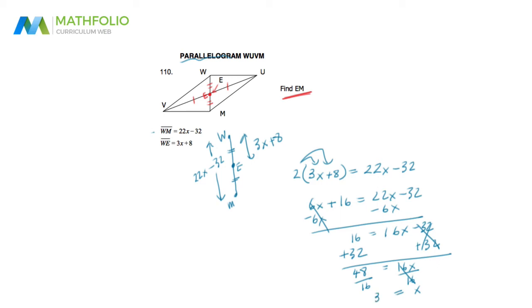Now, again, that's not my final answer. That's almost there. We have x equals 3, but we're asked to find EM. So EM is the middle right here to the outside, EM is right here, and we know that EM is the same as 3x plus 8, and we know that x equals 3. So that's 3 times 3 plus 8. No need for that extra parentheses right there. 3 times 3 is 9, plus 8 is 17. So 17 would be my answer for question 110.